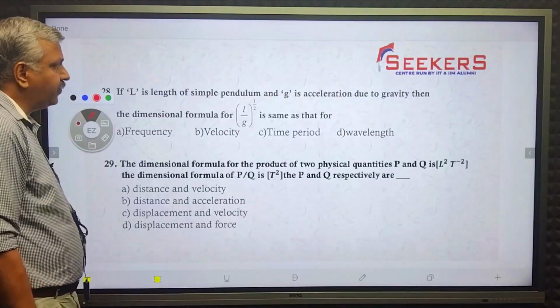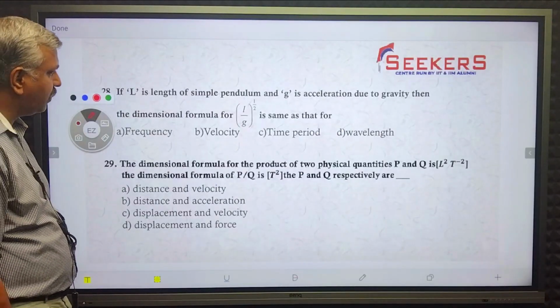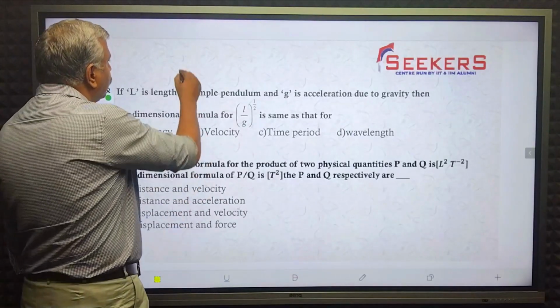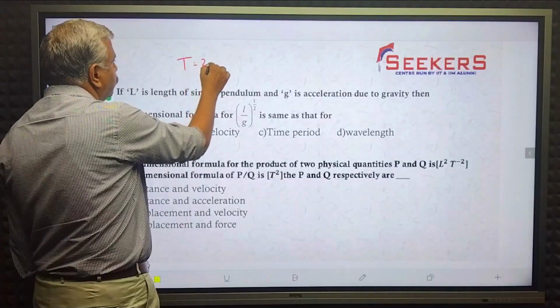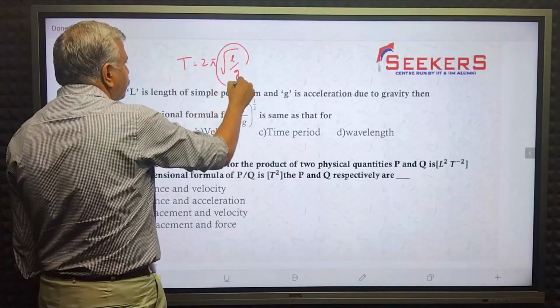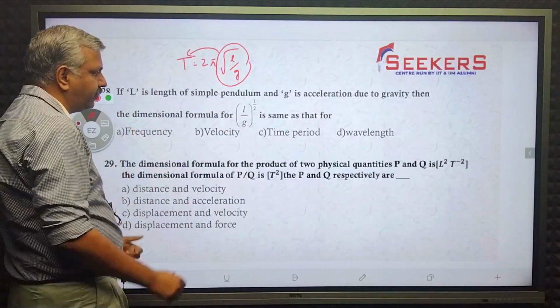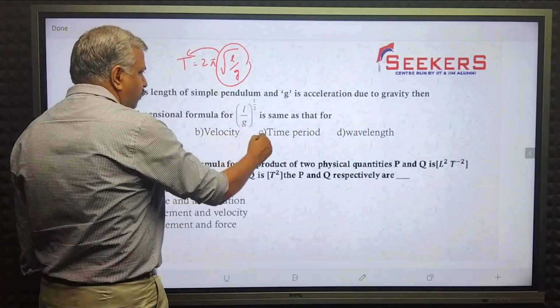If L is the length of a simple pendulum and G is the acceleration due to gravity, then the dimensional formula for L by G power half. So first thing, understand that T is equal to 2 pi root over of L by G. So this L by G must be the unit of time because 2 pi doesn't have any, so it should be for the time. So I will go for time.